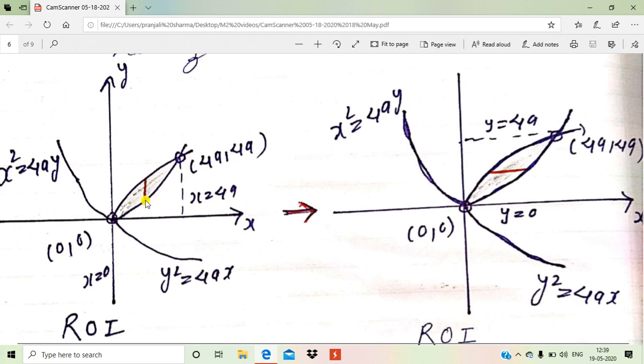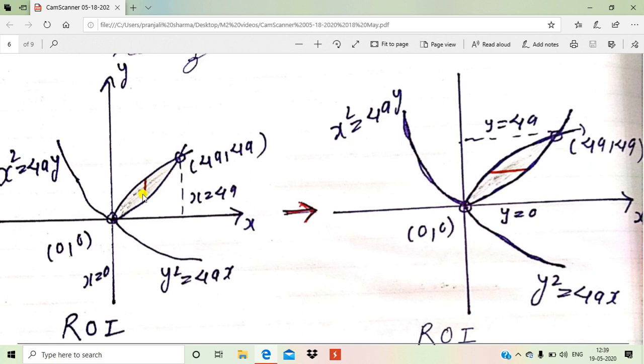That means it starts from the parabola x square is equal to 4ay and ends at the parabola y square is equal to 4ax. The first vertical strip will start when x is equal to 0 and end when x is equal to 4a. It means we have to join the vertical strips from when the distance is x is equal to 0, up to when the distance is x is equal to 4a. So the region of integration which is bounded by the four limits is this shaded part.